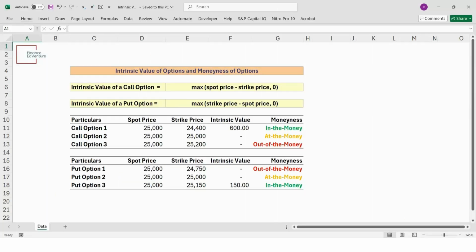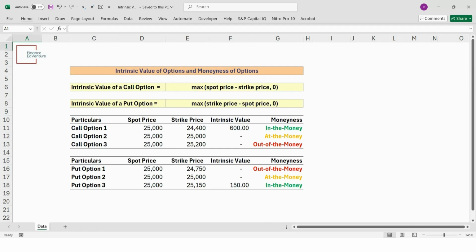Hello, this video is an explainer on two of the most important concepts in options: intrinsic value of options and the related moneyness of options. Intrinsic value is one of the most important elements when we understand option premiums because a part of the option premium is intrinsic value. We'll head to the option premium video next. However, the focus for this video is purely intrinsic value: how to calculate an intrinsic value, what does an intrinsic value mean, and what is moneyness of the options.